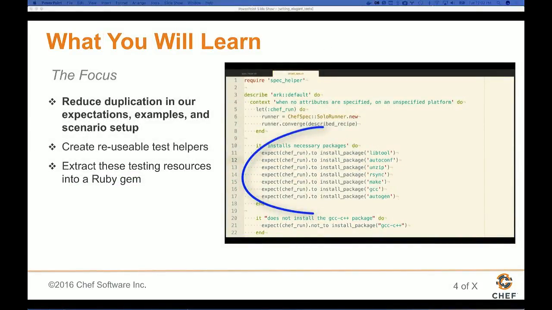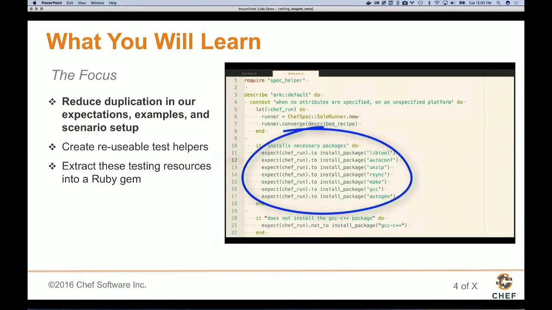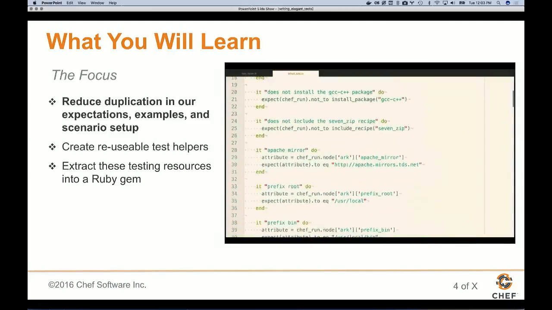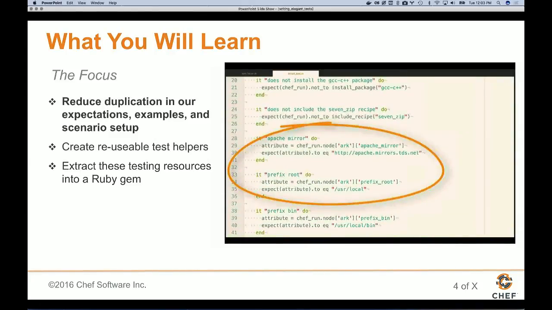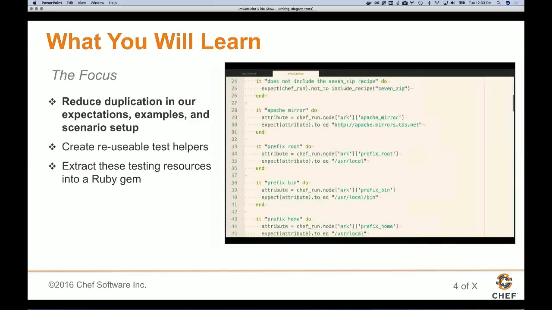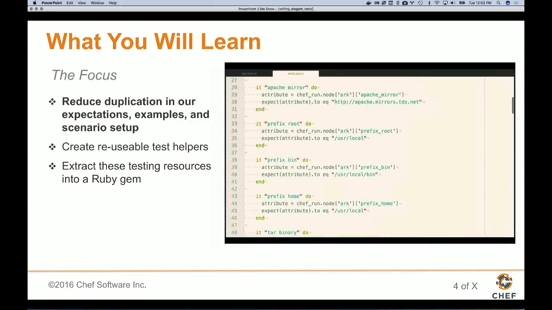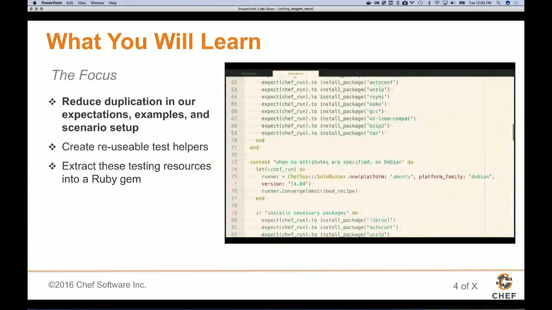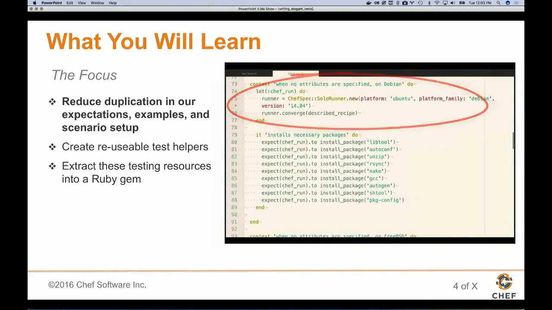All right. Now that I've told you who I think you are, I want to tell you what you are going to learn today. We're going to look at some tests. Particularly, we're going to look at the tests in one cookbook that is making a lot of assumptions about the operating system it's being installed on. There are a lot of packages that need to be installed, node attributes that need to be set, and even a lot of setup spent in defining the platforms themselves, right? So there's a lot of duplication within this cookbook.